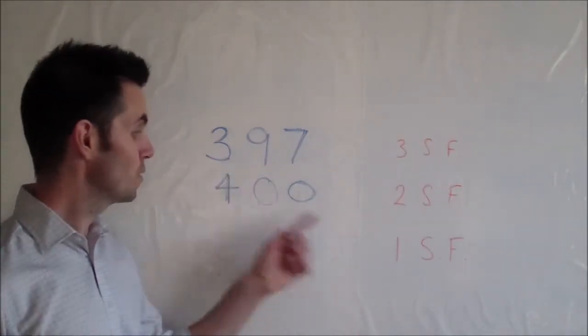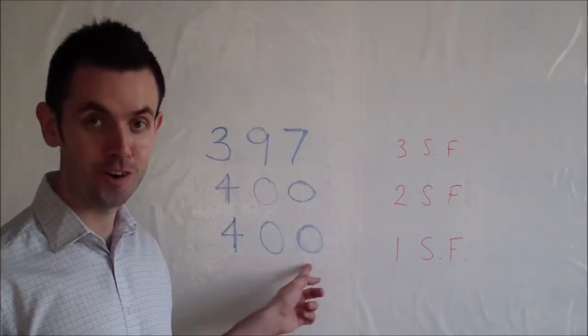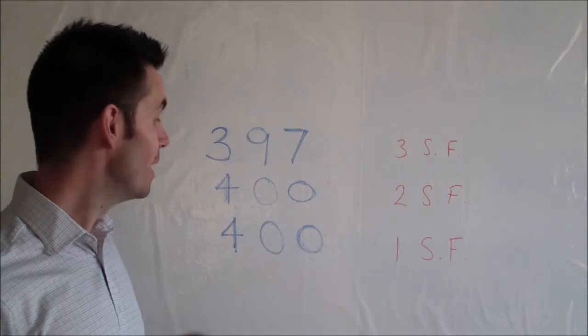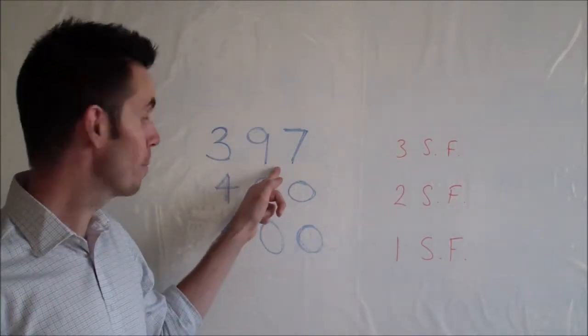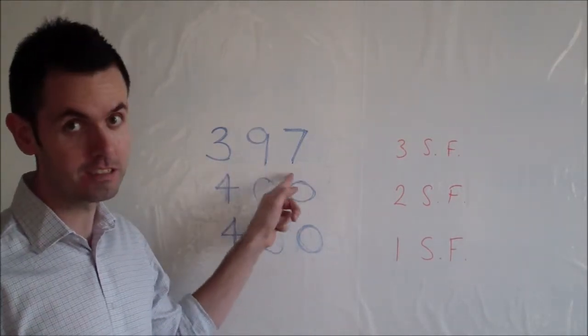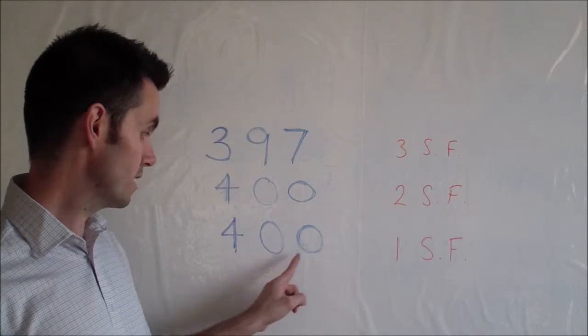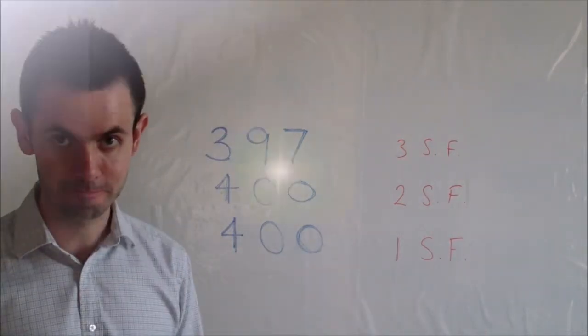Okay, now to 1 significant figure. Yes, you guessed it, it's the same again, 400 to 1 significant figure, because we just take the first digit, but that gets rounded up to a 4 because of the 9, and then there's a placeholder for each of these 2 digits here. So 400 to 1 significant figure.